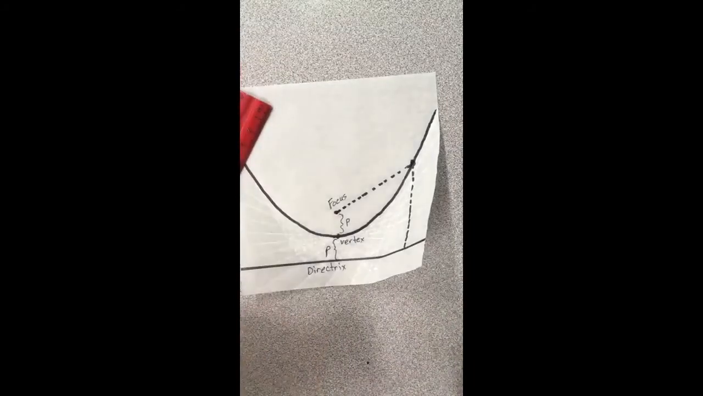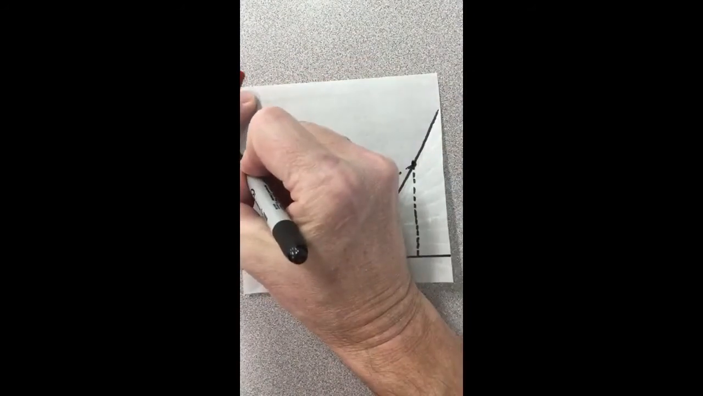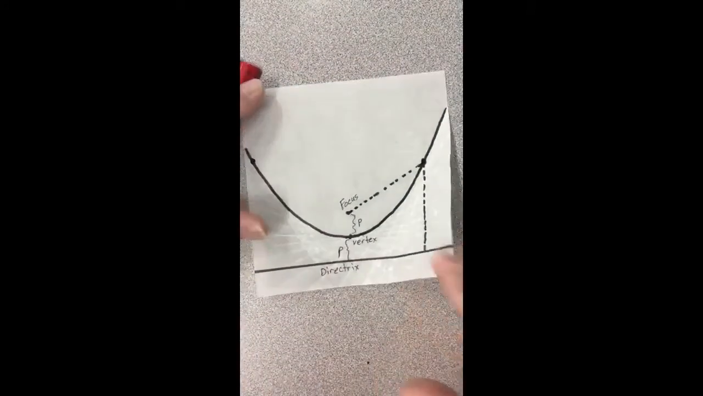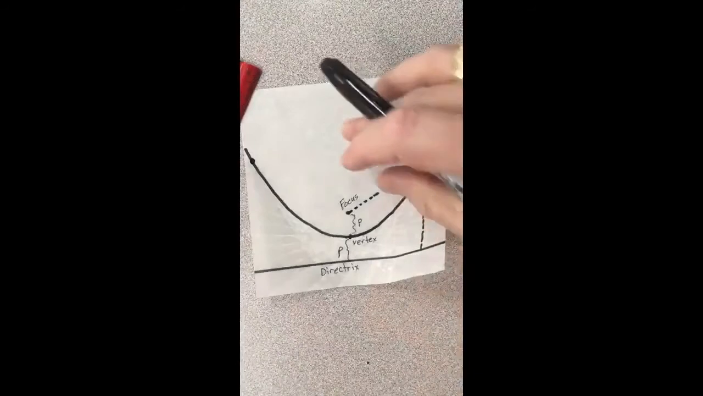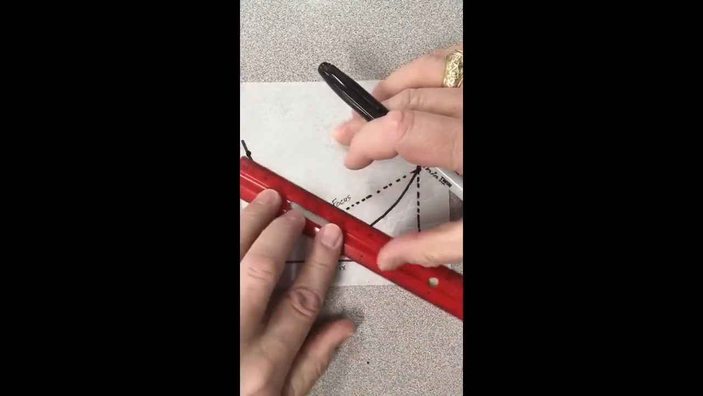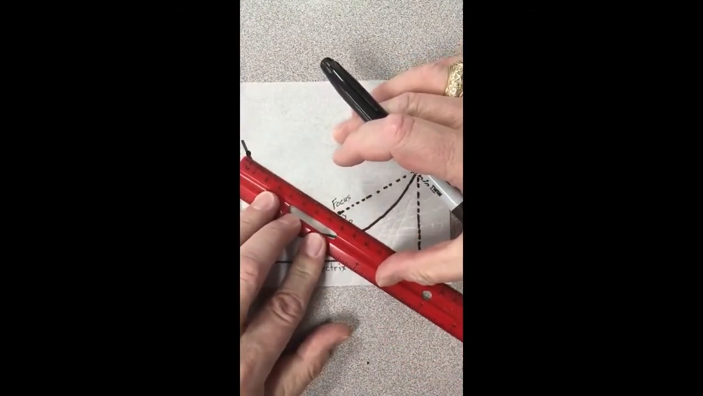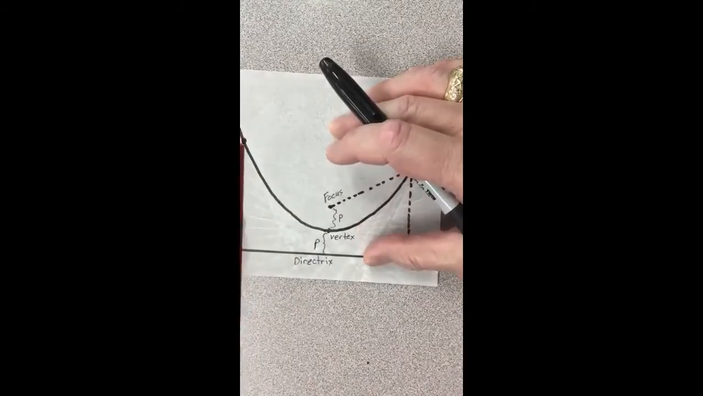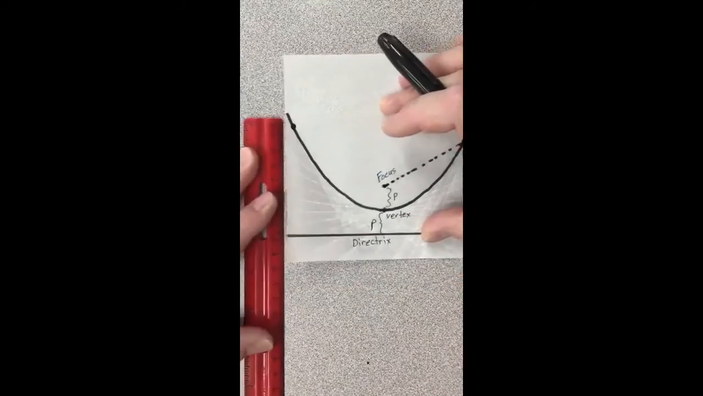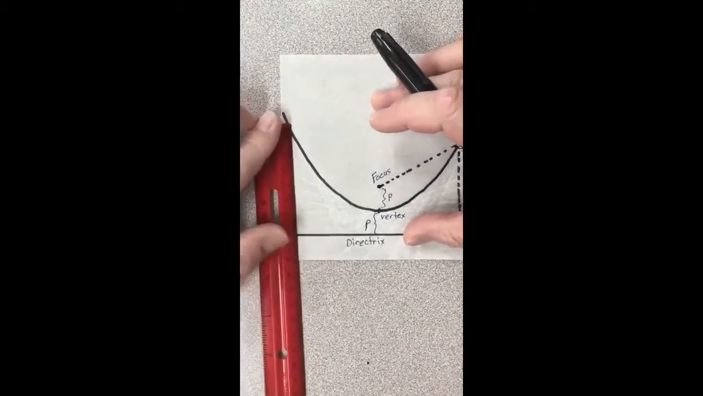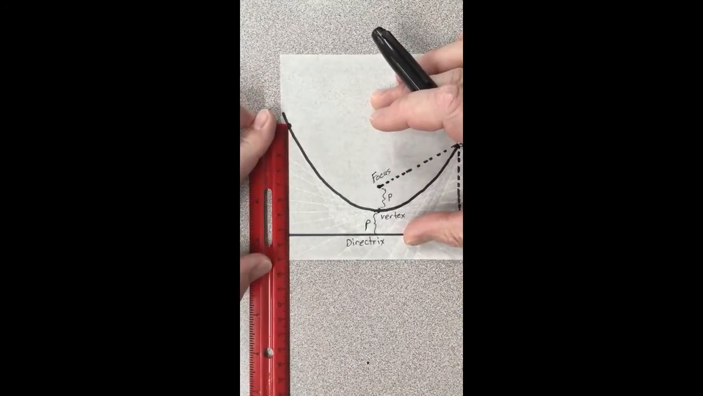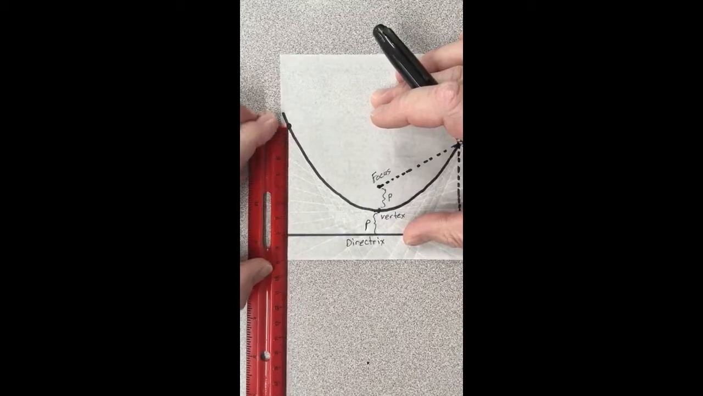Now, it doesn't matter where you pick a point on your parabola. I could pick a point that was way up here. If I measure the distance from the focus to that point, this looks like it's about a 7.3 or so. And then from that straight down, you can see it's also the same distance, 7.3 centimeters.